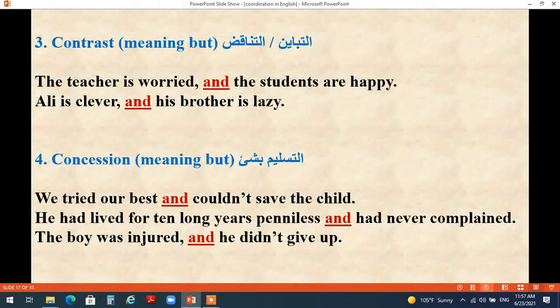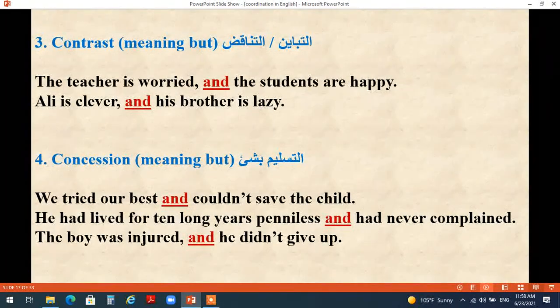For example, the teacher is worried and the students are happy. Here you can feel or you can see that there is some contrast because someone is worried while the others are happy. So, and can be used to express such a meaning.